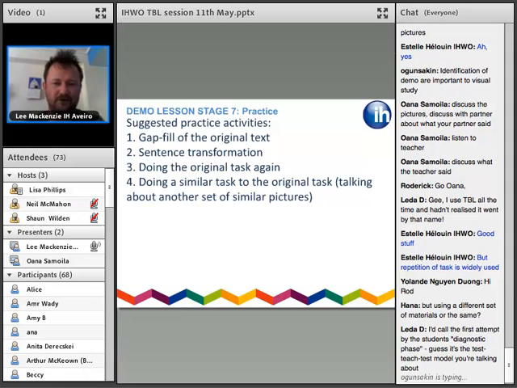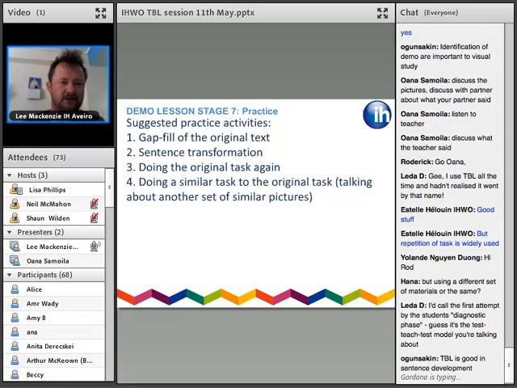Unfortunately, I don't have time to read all of the comments that you're making, but it's really good that you're making comments. Hannah says, but using a different set of materials or the same. I don't feel that students get bored when they do the same task again. They like the opportunity to do the task again.